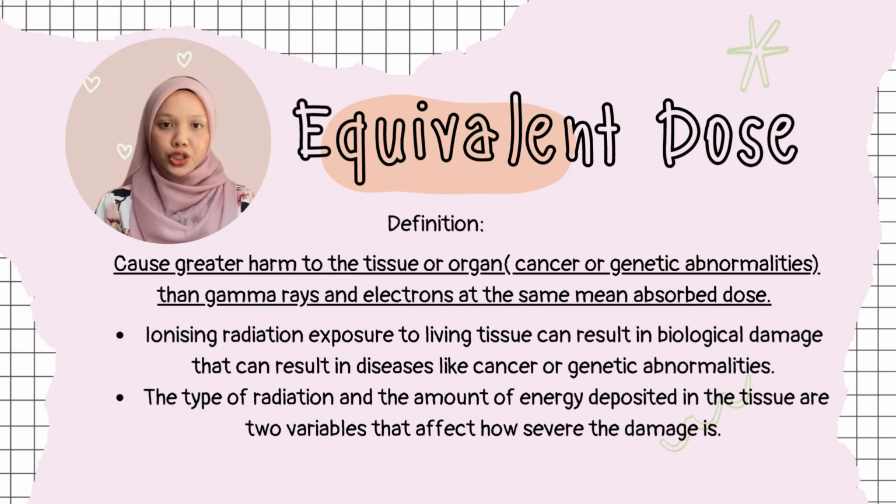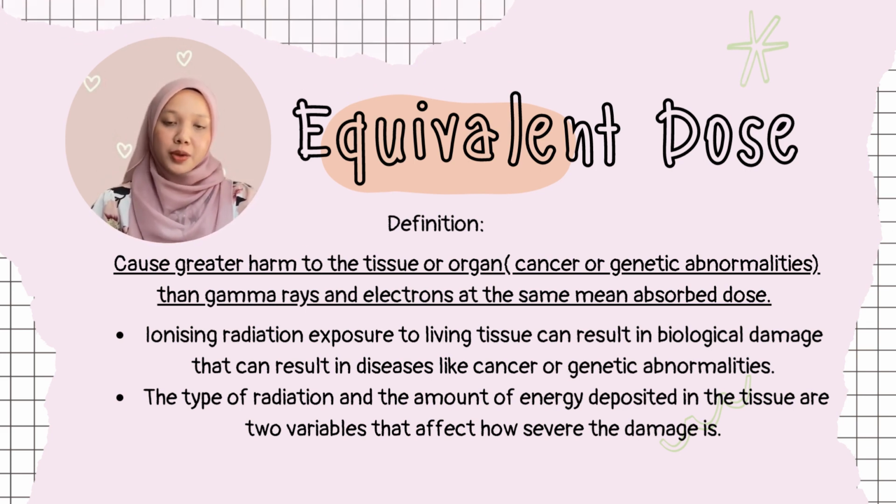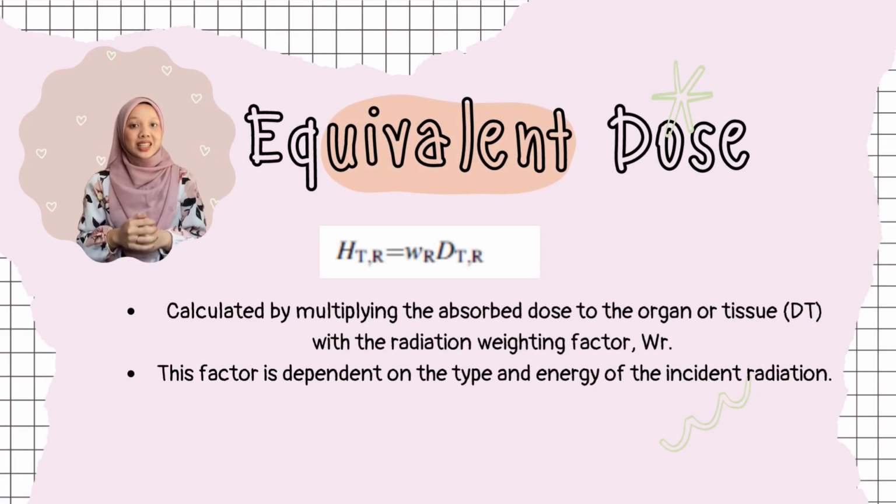Ionizing radiation exposure to living tissue can result in biological damage that can lead to diseases like cancer or genetic abnormalities. The type of radiation and the amount of energy deposited in the tissue are two variables that affect how severe the damage is. From the formula that I stated in this question, equivalent dose HT is calculated by multiplying the absorbed dose to the organ or tissue, DT, with the radiation weighting factor, WR. This factor is dependent on the type and energy of the incident radiation.